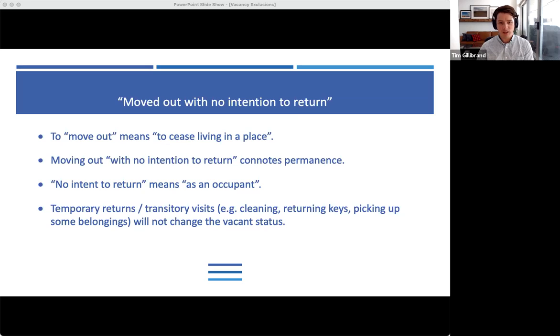And generally speaking, courts have held that moving out means to cease living in a place. To move out without any intention to return connotes that it's a permanent act and the person does not intend to return to live there. But once a person has moved out, any temporary returns or visits to the property will not change the fact that the property has become vacant. And I'm going to look at a few decisions that focus on this specific issue.